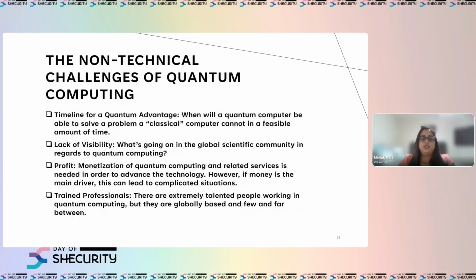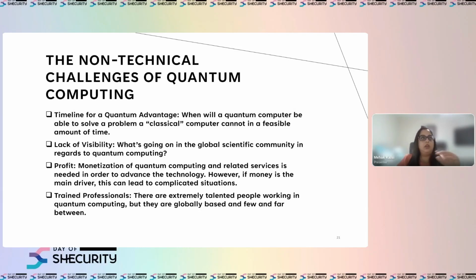Now, I did want to touch on the non-technical challenges of quantum computing too, since we are talking about what the risks are. Sorry, not the risks, some of the challenges. And so one is the timeline for the quantum advantage. So we talked about what that is. One of the biggest things that is discussed in the quantum world today amongst quantum professionals like me and my peers is, hey, when do we think this quantum advantage is going to come along?